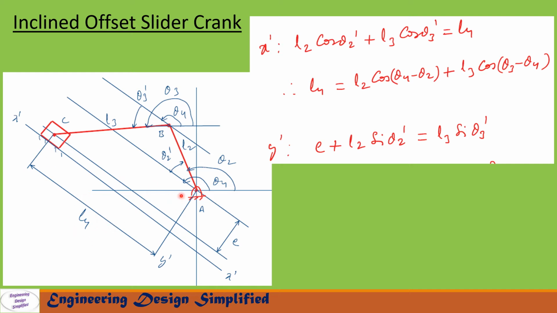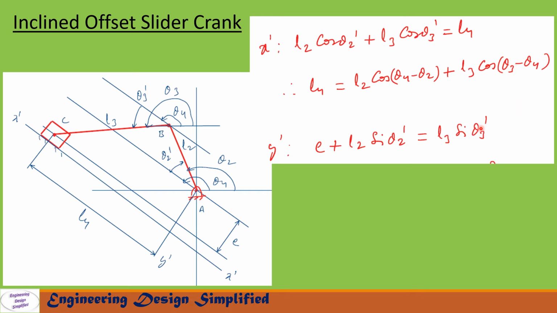So now let us write displacement equations along x prime axis. Along x prime axis we have L2 cos theta 2 prime, that is from here to here this length, plus L3 cos theta 3 prime, that is from here to here on this axis, so equal to L4. So L4 can be written as L4 equal to L2 cos (theta 4 minus theta 2) plus L3 cos (theta 3 minus theta 4). So theta 2 prime is theta 4 minus theta 2, theta 3 prime is theta 3 minus theta 4, that we have seen in the previous slide.